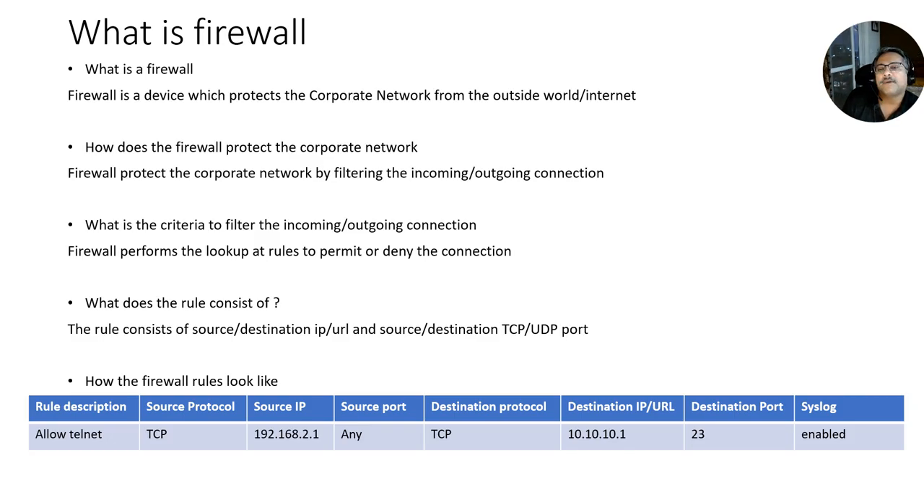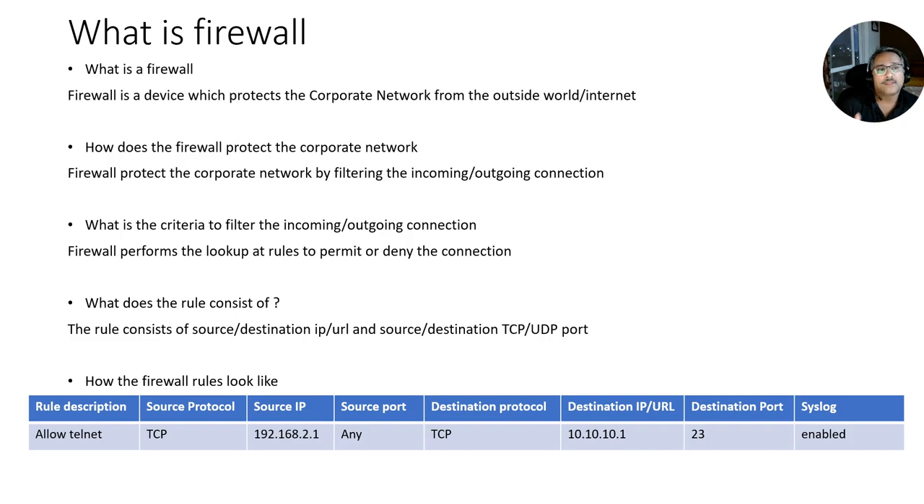The reason we keep it as any is that if you are trying to initiate a connection from a user desktop, it will initiate on any port, ranging from 40,000 to 50,000, any port. This is what we call an ephemeral port. You will not know on which port it will initiate the connection. That's why you put any in the source port.